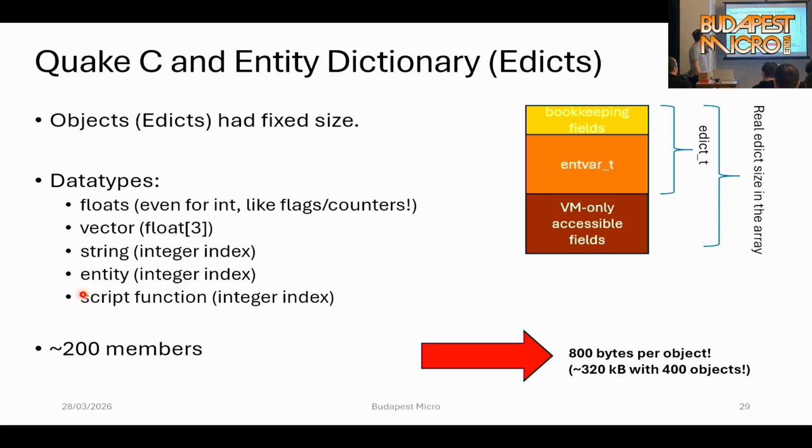There were about 200 members, so 800 bytes per object. So if you have 400 objects, you need 320 kilobytes of RAM just for storing the object information.